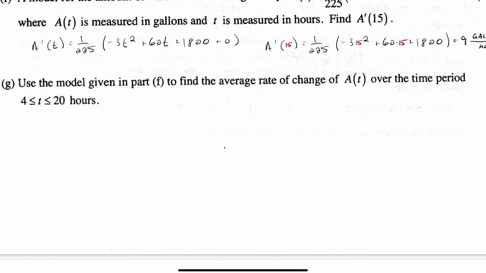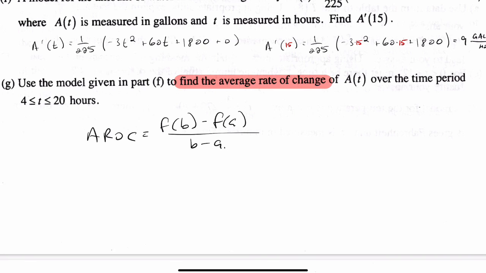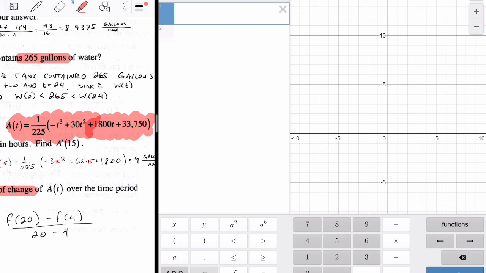Finally, Part G says to use the model given in Part F to find the average rate of change of A of t over the time period 4 to 20. Find the average rate of change. That's the AROC formula: F of B minus F of A over B minus A. This would be F of 20 minus F of 4 over 20 minus 4. This equation is quite long, so the best way to calculate A of 20 and A of 4 is to define this equation inside of Desmos or your graphing calculator, and then just feed it different values of t.